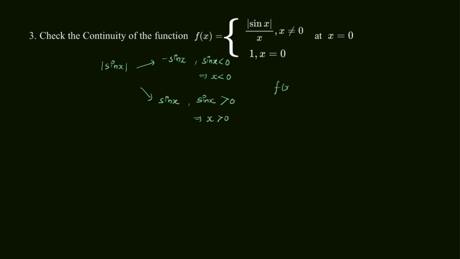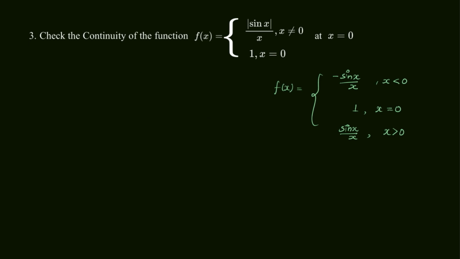If I rewrite the function, then f(x) will be minus sin x by x when x is less than 0, and the function is 1 when x equals 0, and the function will be sin x over x if x is greater than 0.